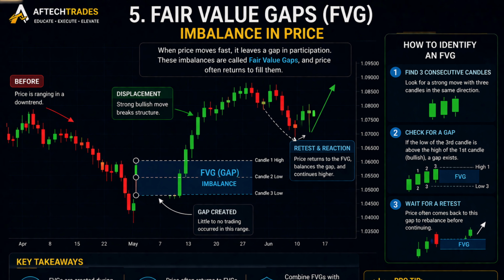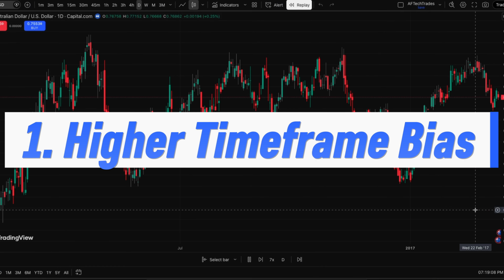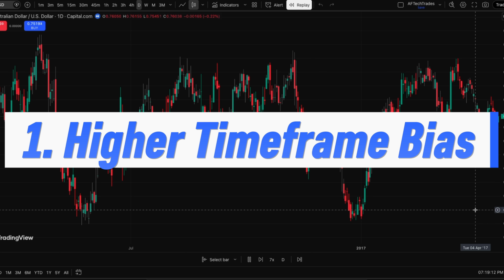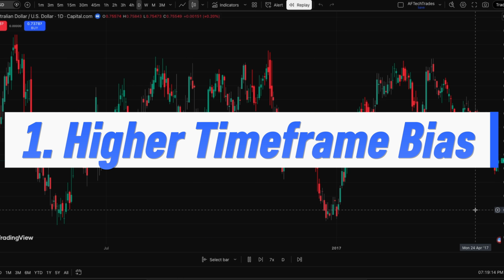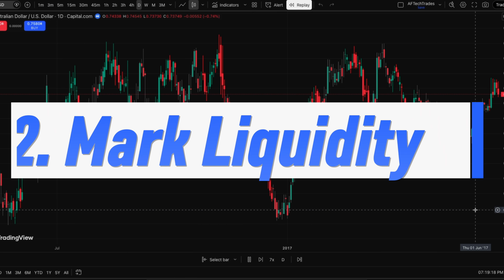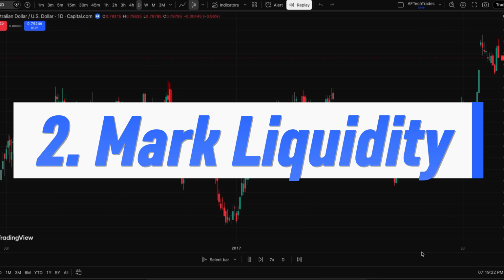Now let's combine everything into a simple, repeatable strategy. This is the part you can screenshot and follow every day. Step 1. Higher time frame bias. Start with a higher time frame like the 4-hour or 1-hour chart, and ask, are we bullish or bearish? Trade in the direction of structure. Step 2. Mark liquidity. On your trading time frame, mark equal highs and equal lows.